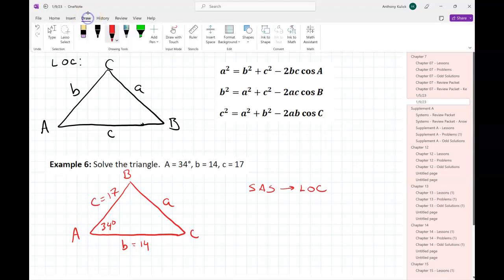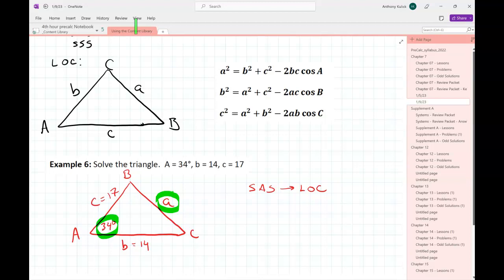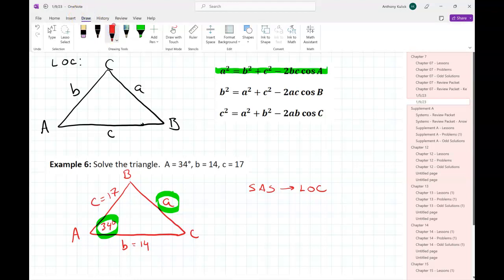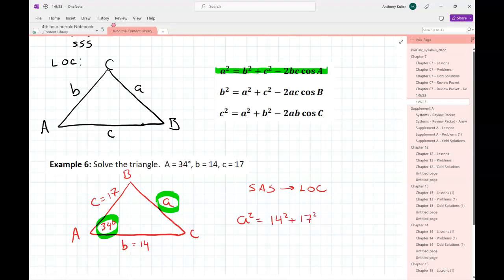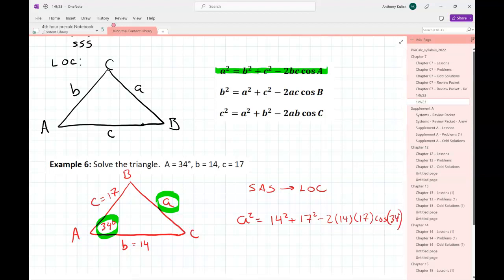So what we're going to be solving for is the side opposite the given angle. That's the first thing we have to find with the law of cosines. So I'm just going to be using the first version of the formula, because I'm looking for little a. Everybody so far so good?